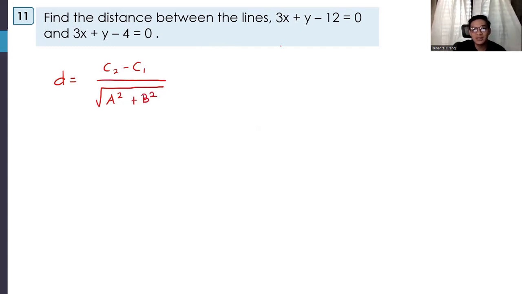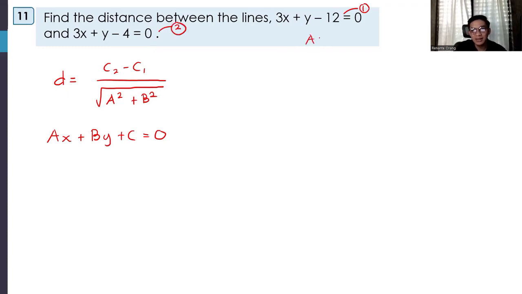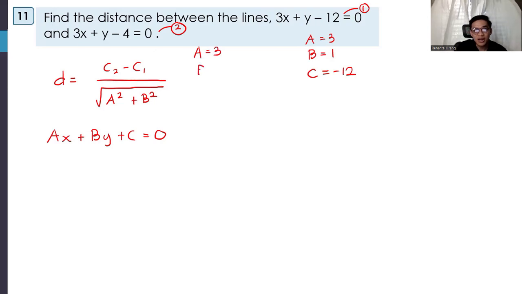So therefore, let's set this up. Take note, our formula is Ax plus By plus C is equivalent to 0. This is our equation number 1, and this is our equation number 2. Let's start here: our A here is 3, our B is 1, and our C is negative 12. For our equation number 2, our A is 3, our B is 1, and our C is negative 4. So take note, they have the same A and B, because they have the same slope.